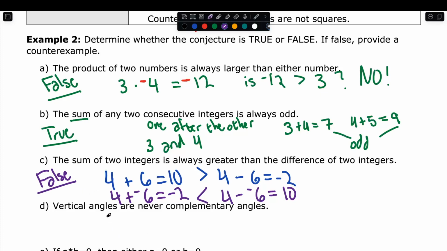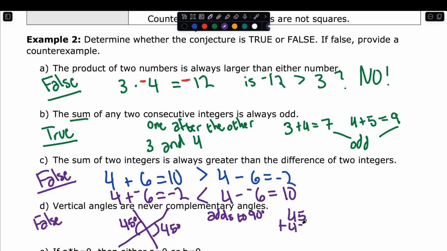Part D, vertical angles are never complementary angles. That's an easy one to prove false. Let's draw some vertical angles here. And let's make those vertical angles 45 degrees each. Complementary angles means it adds to 90. And 45 plus 45 does give us 90. So this is a false statement.